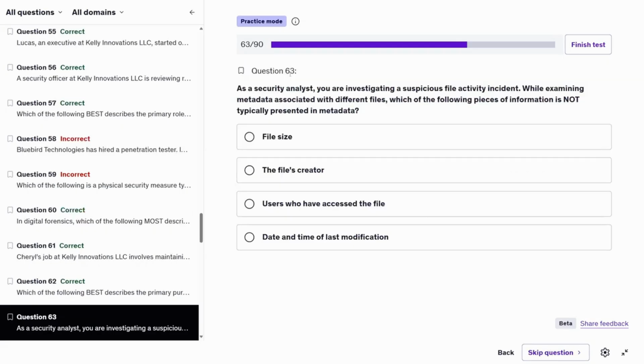As a security analyst, you are investigating a suspicious file activity incident. While examining metadata associated with different files, which of the following pieces of information is not typically presented in metadata? So metadata would include things like the file size, the file's creator, date and time of the last modification, but not the users who have accessed the file.